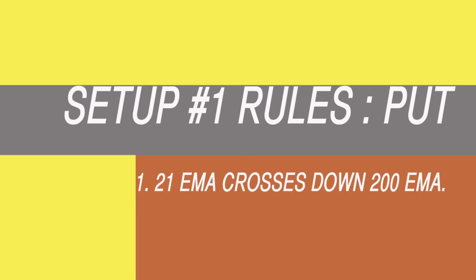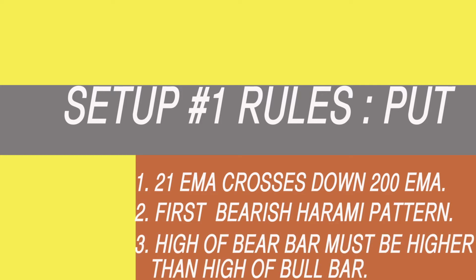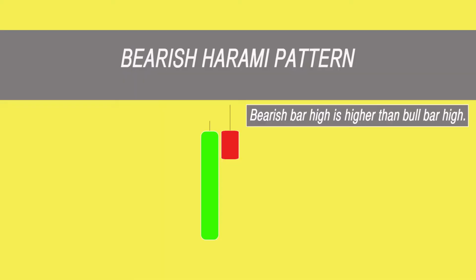So rule number 1, the 21 EMA needs to cross downwards over the 200 EMA. That's rule number 1. Rule number 2, the very first bearish Harami pattern that forms after the moving average crossover. That's your trigger. Rule number 3, the high of the bearish candle in the Harami pattern needs to be higher than the bull bar in the Harami pattern. So that's for a 5-minute put trade.